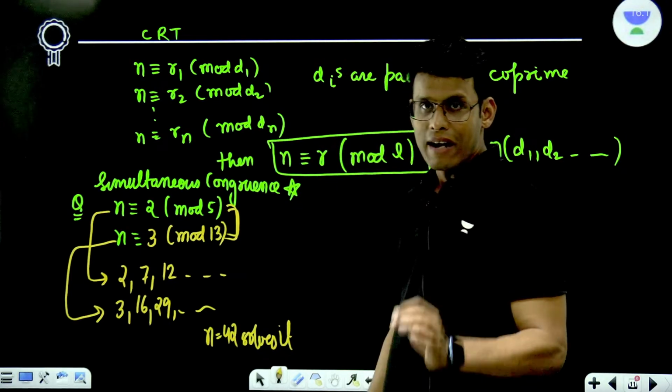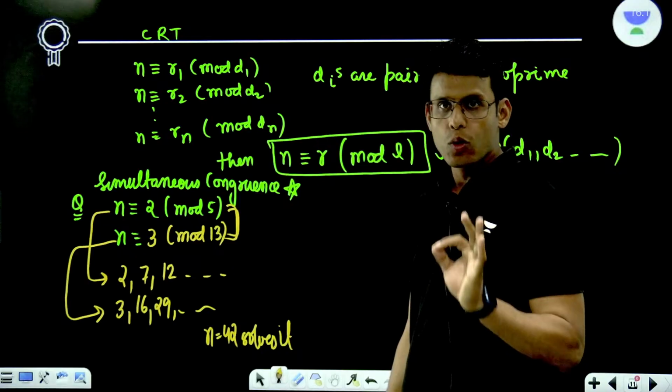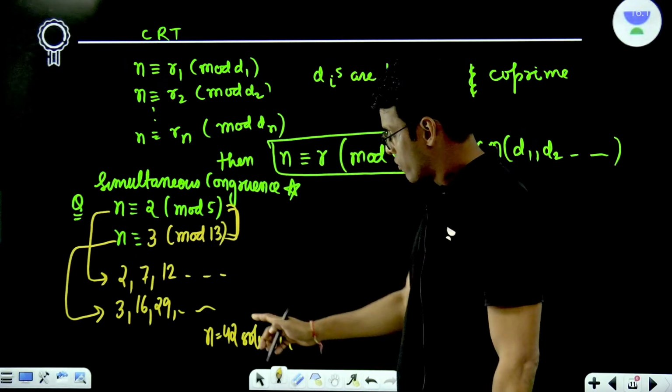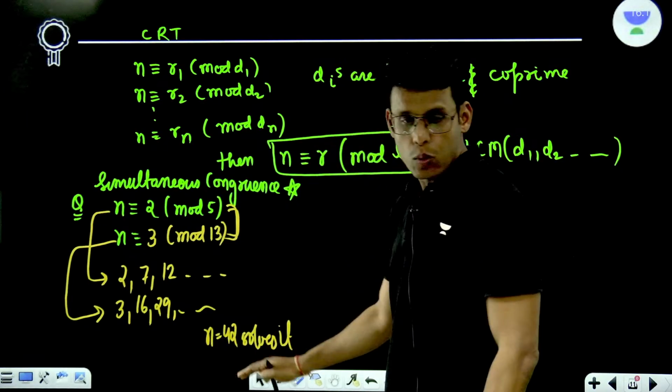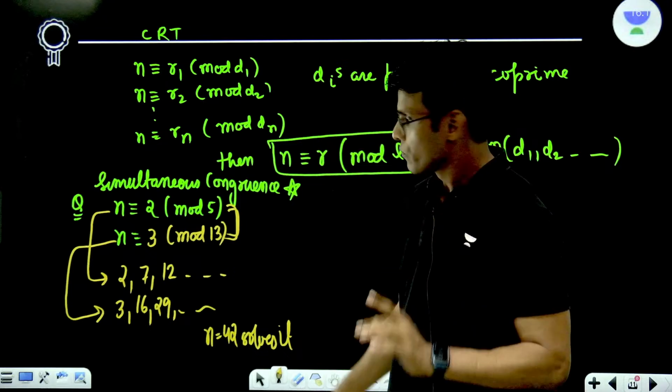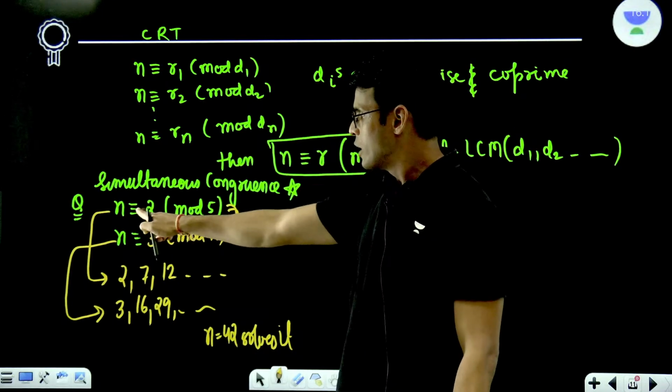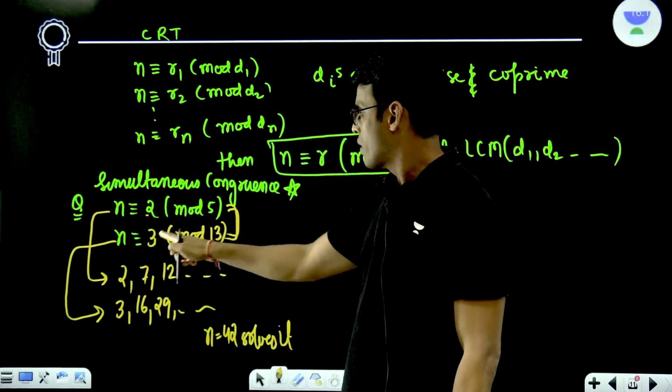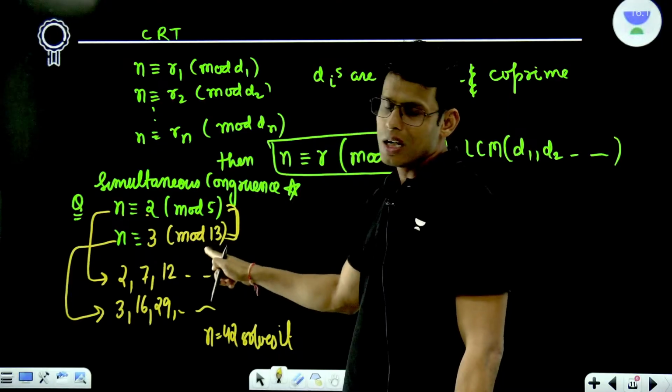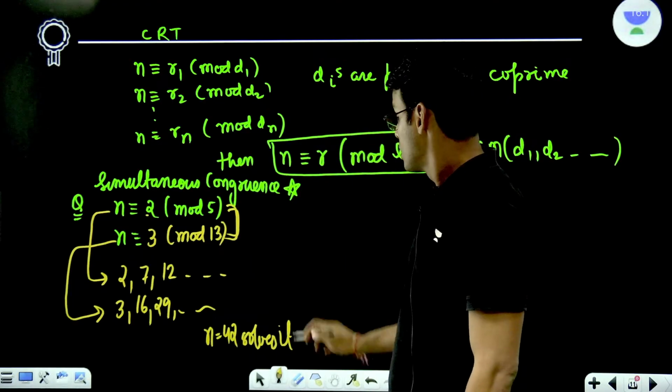I will tell you how to solve this. We will study it. But n equals 42 solves it. You can see 42 leaves 2 as remainder upon division by 5, and 42 leaves 3 as remainder upon division by 13. Great.